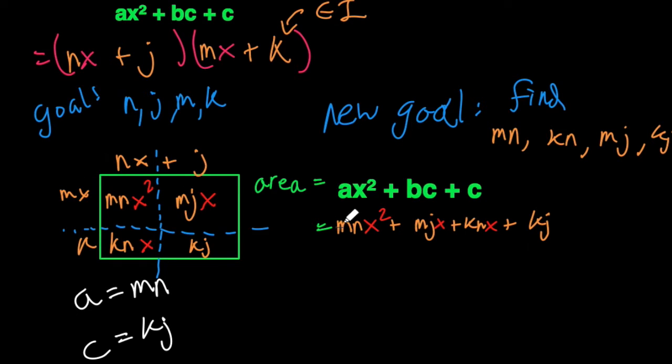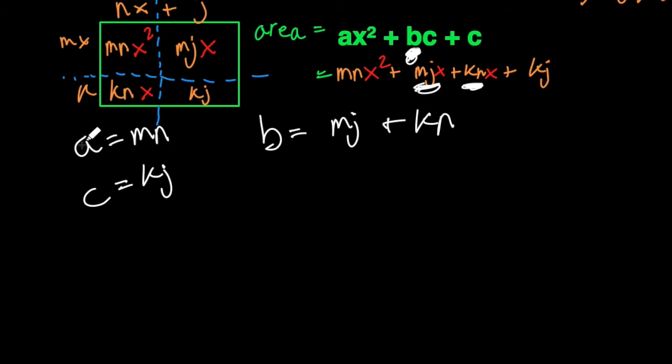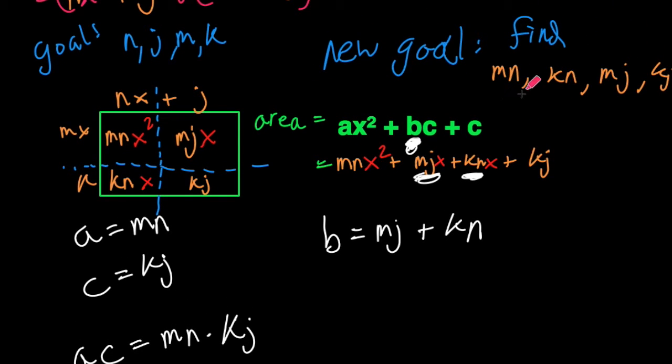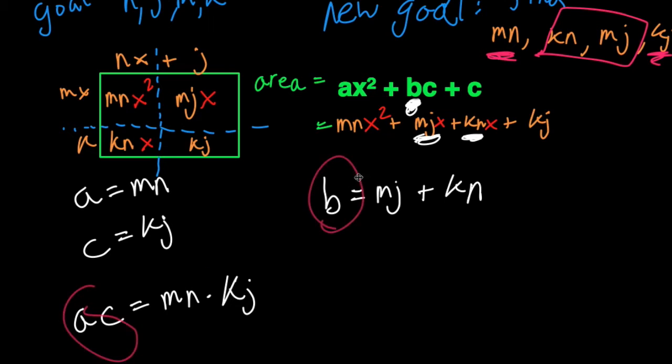I also see some relationship involving mj and kn in that these two terms must equal my b right here. So b must be equal to mj plus kn. One more math trick here. If I multiply these two here, something interesting happens. If I multiply a and c, I get ac equals mn times kj. Remember, my goal here is to find the value of these two terms. I've already figured out the value of mn and kj. So I now have two equations for b and for ac. And that'll be enough to let me figure out my middle two terms.